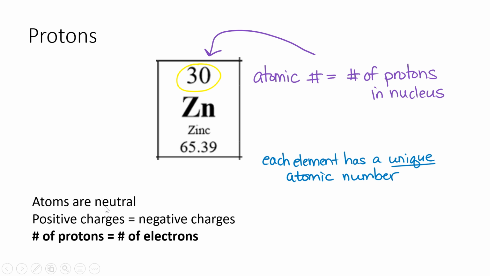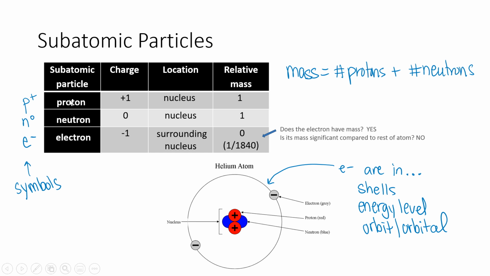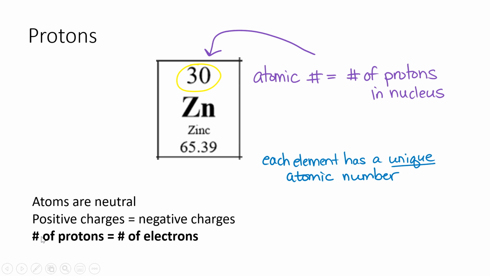And atoms are neutral unless told otherwise. Later on, we'll talk about charged things, but we call those ions. Right now, we're just talking about atoms, so they're neutral, which means the positive charges are equal to the negative charges. Remember, protons are positive, electrons are negative. So in order for an atom to be neutral, the number of protons needs to equal the number of electrons. Zinc has 30 protons, and it's also going to have 30 electrons. The protons and electrons are going to be equal.